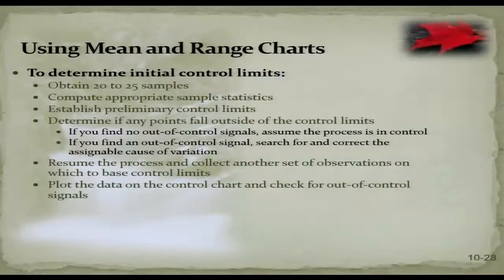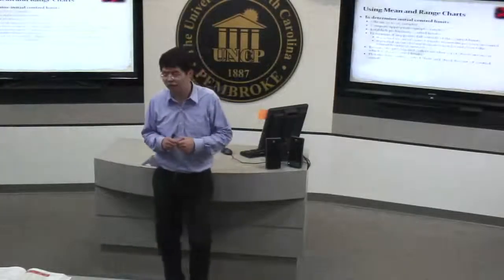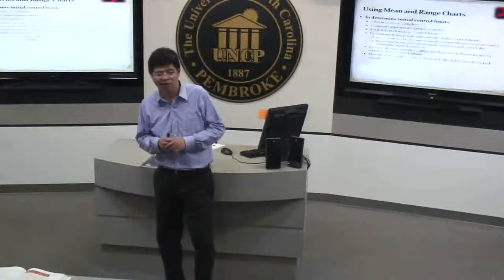So how to use the mean and the range charts? We have to determine the initial control charts. We first need to obtain 20 to 25 samples. In our simple example, we only have 5 samples. We should obtain 20 to 25 samples. Okay. And here we don't discuss, but for each sample, how many observations should we have? Still remember from the business statistics course? For the sample size, what's a good number for the sample size?